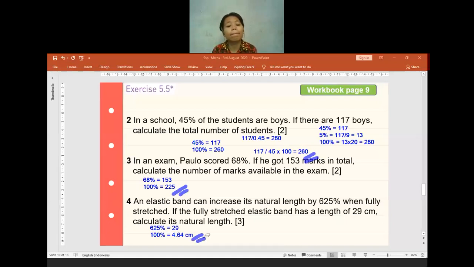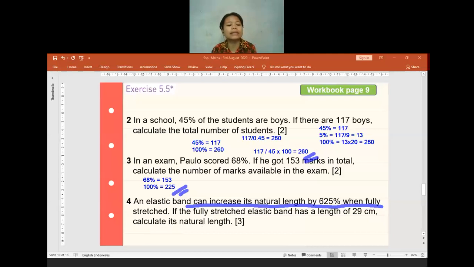What do you think? Hello? I think most of us did not read the question completely. Can increase. So the 29 centimeters equals 625% or 725%? 725, yes, because the original equals 100%.